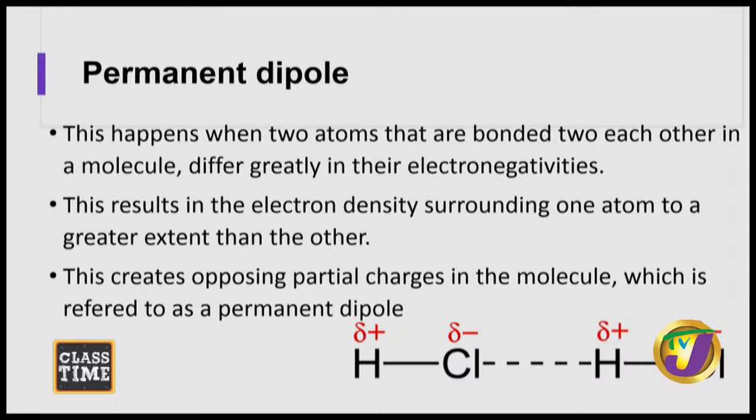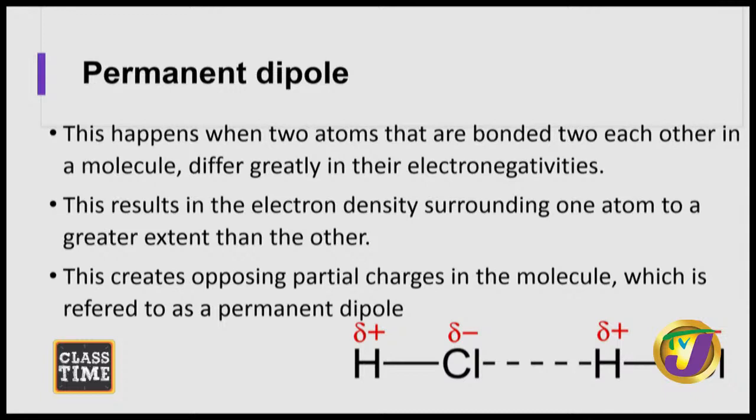Delta is a Greek letter, and we use it to show that the atom bears a partial negative charge or a partial positive charge. So we can see that the chlorine atom is negative while the hydrogen atom is positive. And we use the term permanent dipole, permanent because it is ever present within that molecule. Dipole: di means two, pole means charge. Therefore, we permanently have two charges. So you can break down the name and understand what it's trying to say.